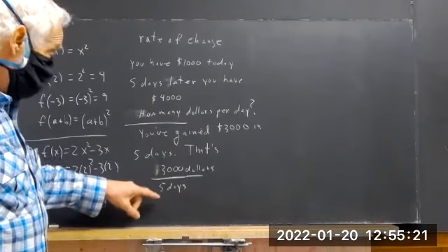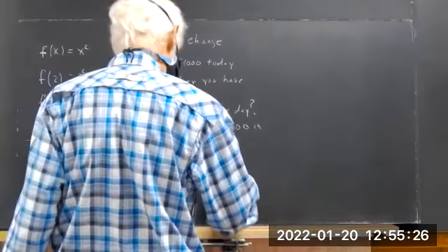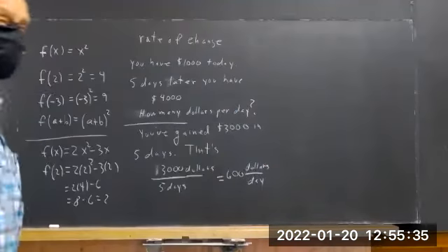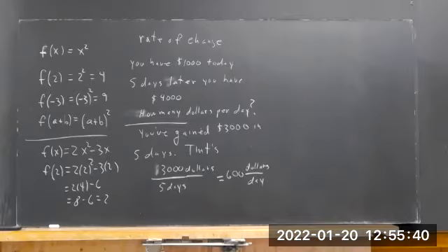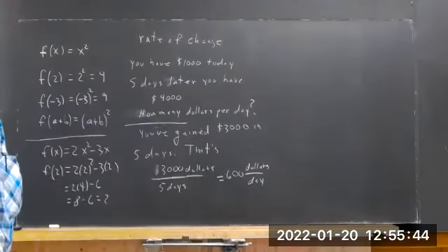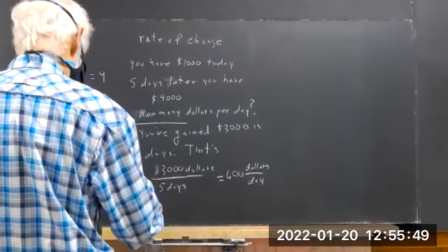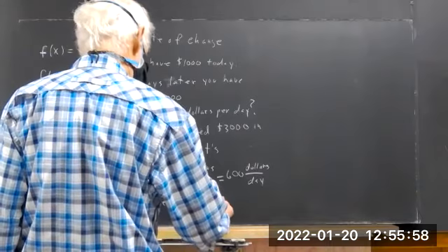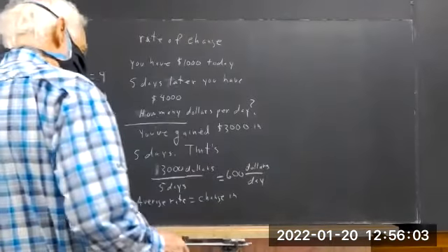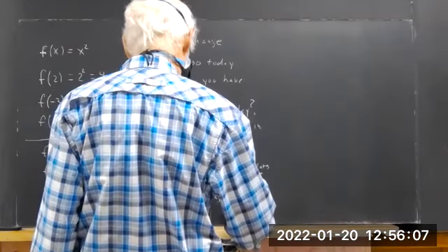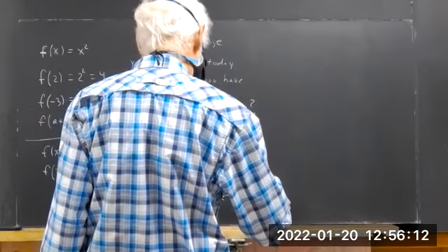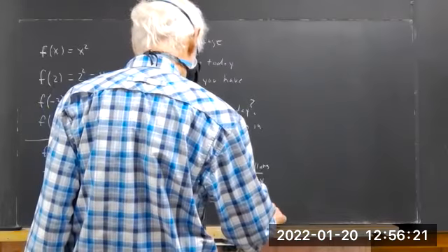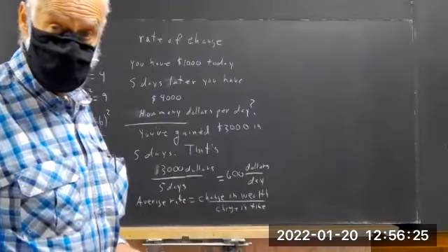Let you write it out. $3,000 divided by 5 days, right? Which equals $600 per day. Make sense? It's how much this changes divided by how long it took to change. So we say the average rate equals the change in your wealth, let's say, divided by change in time. Okay. So how about this?